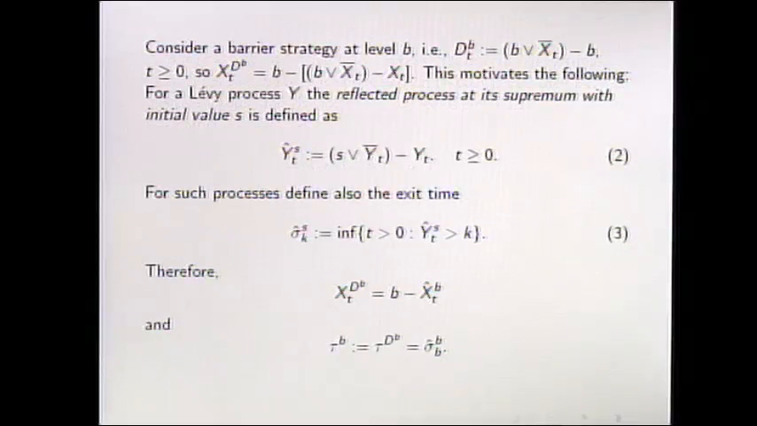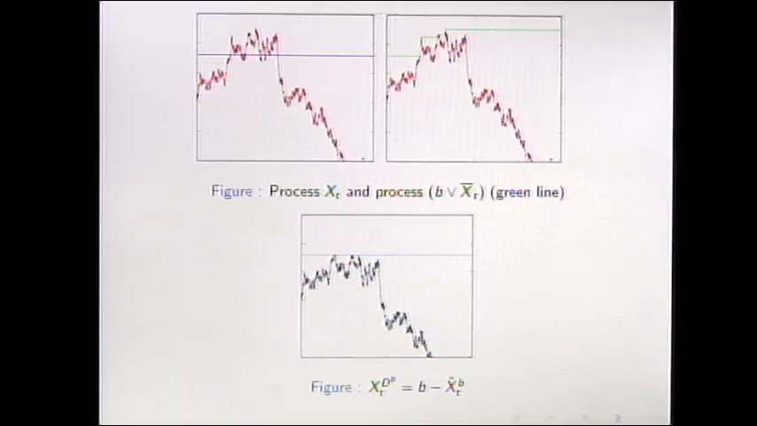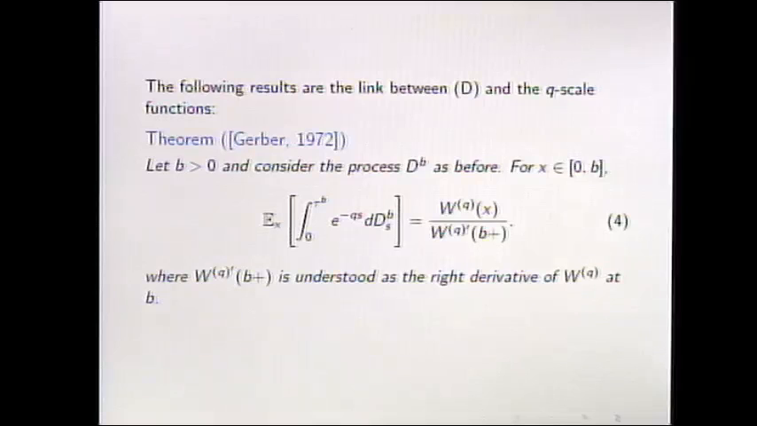Why? Because, as Daniel mentioned, we have excursion theory, and we have these reflected processes. So if I choose a barrier strategy at level b, then the dividend process is going to be just the maximum of b and the running maximum of X, minus b. The surplus process with this strategy is going to be this, and this is basically just a reflection at this barrier. So we have a lot of theory for this reflected process.